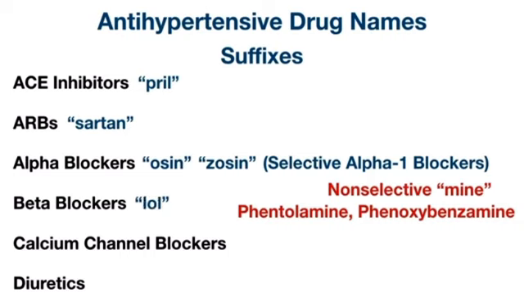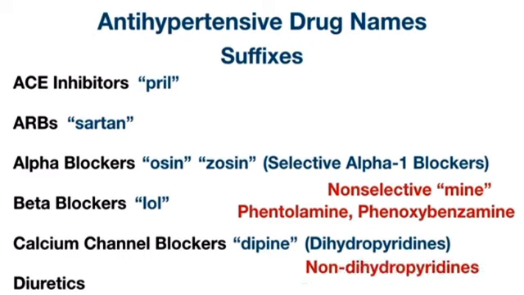Moving on to beta blockers, they have the suffix lol, and many of the calcium channel blockers end in dipine, especially dihydropyridines. There are two main types of calcium channel blockers, dihydropyridines and non-dihydropyridines. Generally speaking, dihydropyridines are used more for hypertension as they target blood vessels, while non-dihydropyridines such as verapamil and diltiazem are used more for tachydysrhythmias as they target the heart.